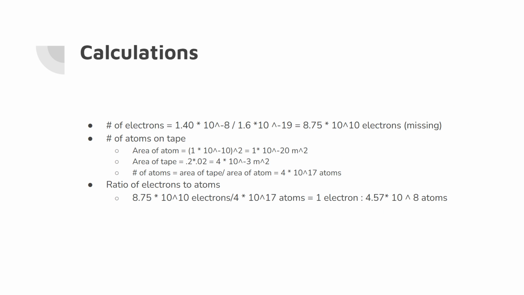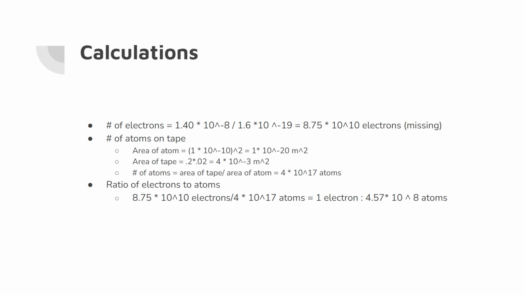The number of electrons was calculated by using the total charge and dividing it by the charge of one electron, and this resulted in 8.75 times 10 to the 10th electrons missing because it was a positively charged piece of tape.